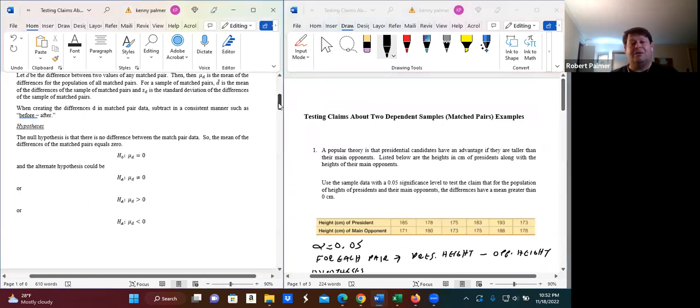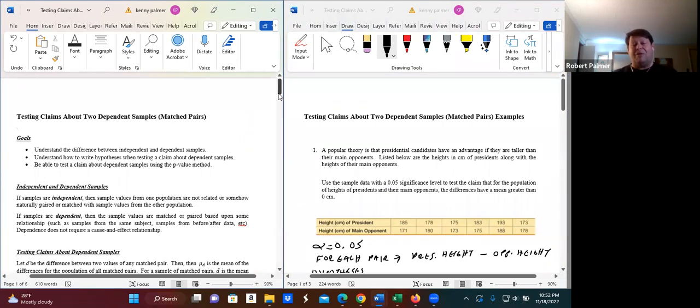And then we use the p-value method, which is very similar to what we've done in other examples, to reject or not reject the null hypothesis, and then summarize the test.